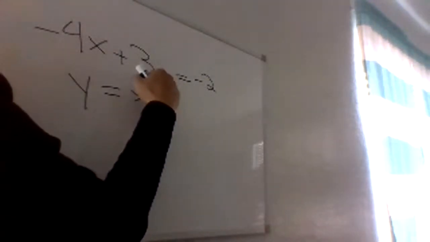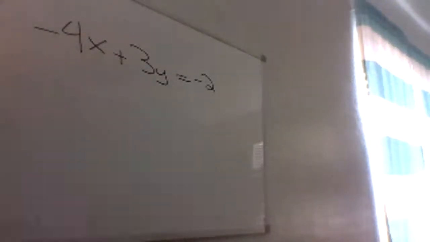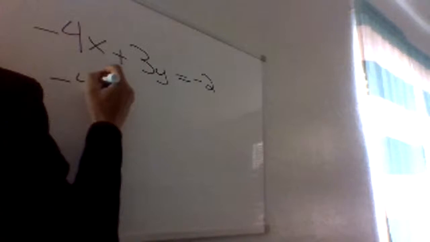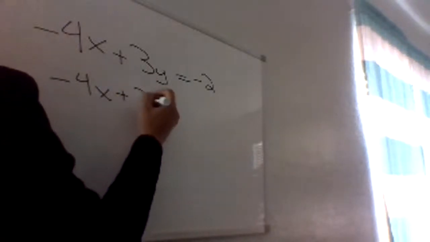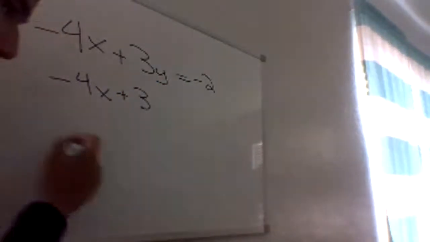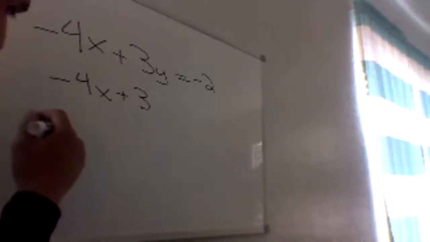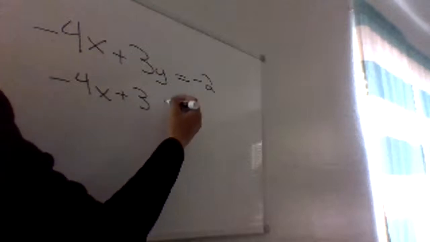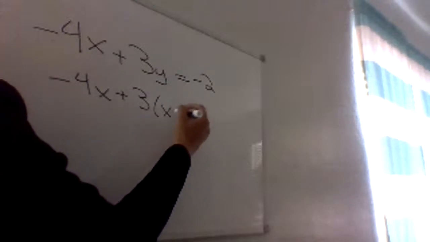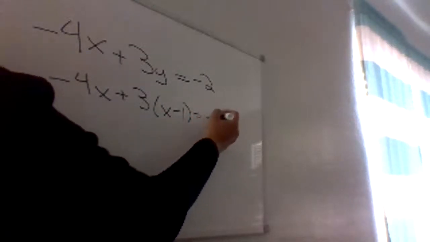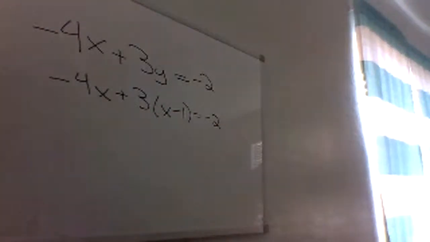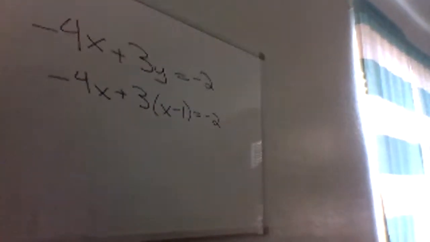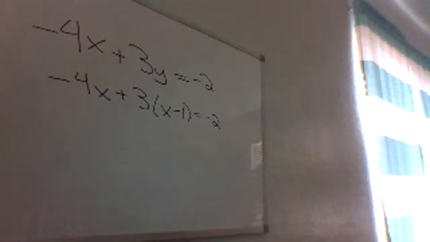So let's rewrite this now with this into the equation. Y equals x minus 1. So we're going to have negative 4x plus 3. And what do we say y equals? X minus 1. So this is going to be times x minus 1 equals negative 2. Is that right? Okay.